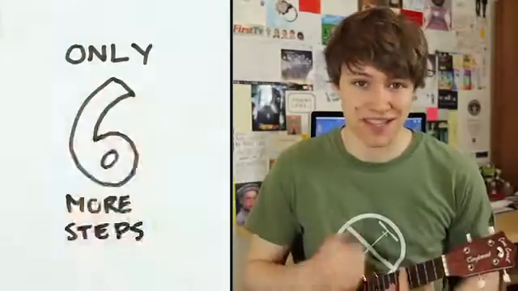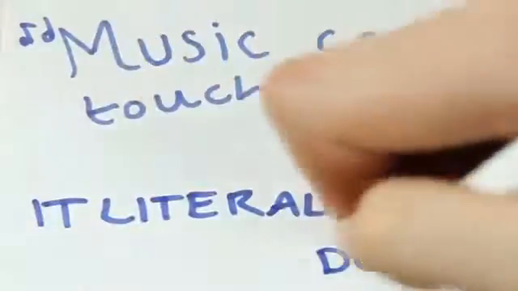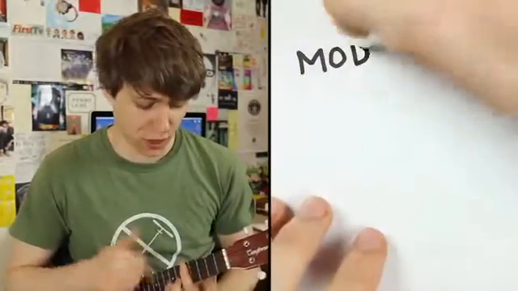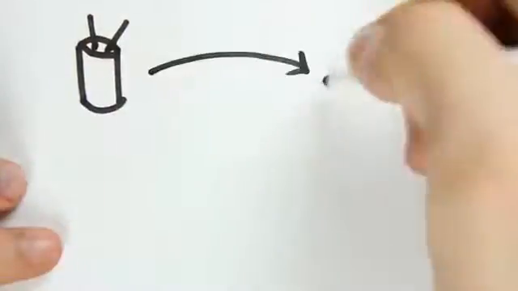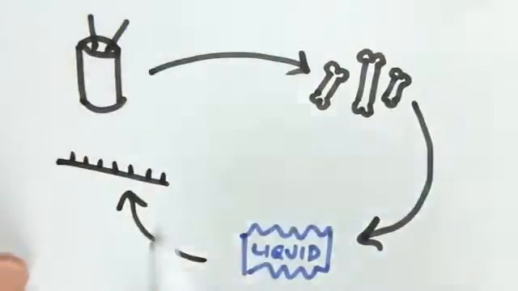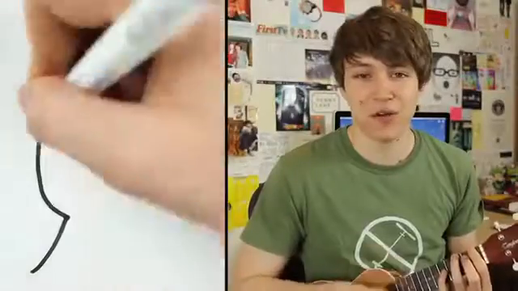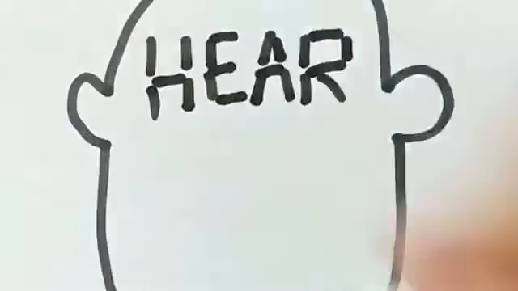Only 6 more steps inside your head until you get to hear. Sound is touch at a distance. When they say that music can touch you, it literally does. Sound is a vibration that, thanks to modern science, we can know it's shaking our eardrums. And the drum then shakes some tiny bones, and the bones send vibration to a liquid, and the waves in the liquid bend some hairs, and the hairs send a signal to the brain, and it's only when it forms a pattern in your head that you can hear.